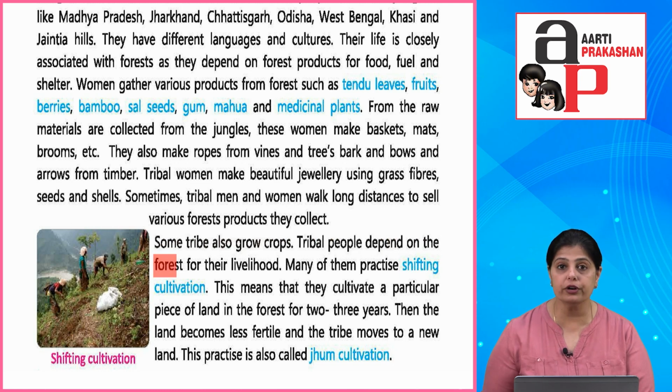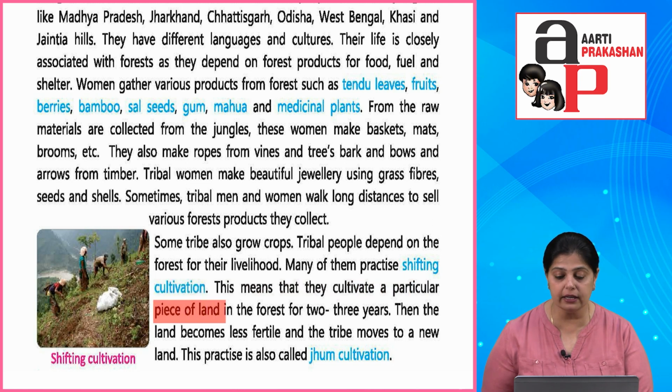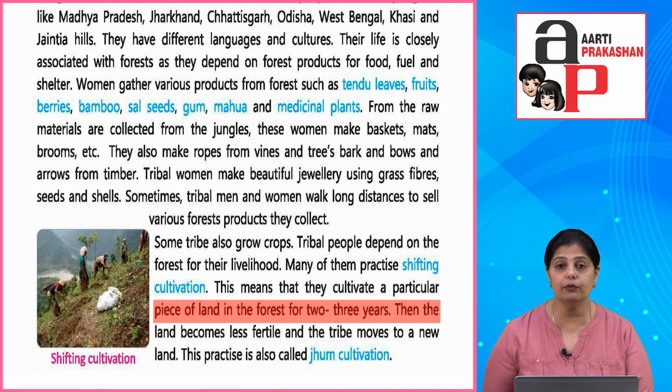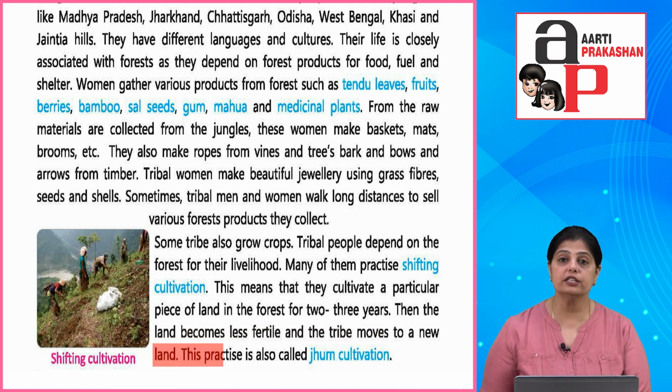Now some tribes also grow crops. Tribal people depend on the forest for their livelihood. Many of them practice shifting cultivation. This means, shifting cultivation मतलब क्या होता है? That they cultivate a particular piece of land in the forest for 2 to 3 years. Then the land becomes less fertile. So 2-3 साल वो एक ही piece of land पे cultivate करते हैं, crops grow करते हैं. उसके बाद जब वो कम fertile हो जाता है, then the land becomes less fertile and the tribe moves to a new land. Now this practice is called jhum cultivation.